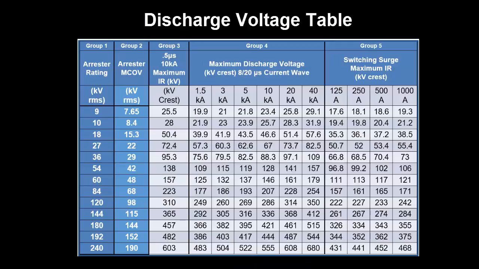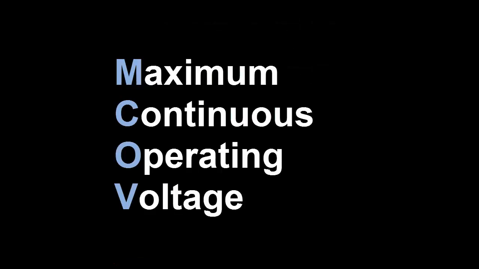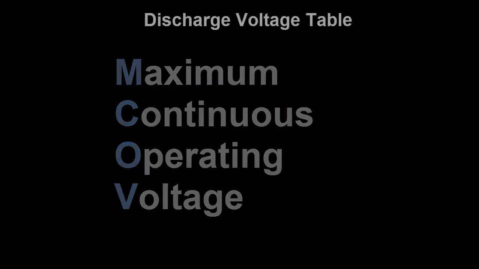Note, there are 2 numbers for arrestor rating. This is because most arrestors do indeed have 2 AC ratings. The first number is the AC rating of the arrestor and dates back to the previous vintage of arrestors. The second number is the MCOV, or the maximum continuing operating voltage, and is the rating that is of the most importance in selecting an arrestor.